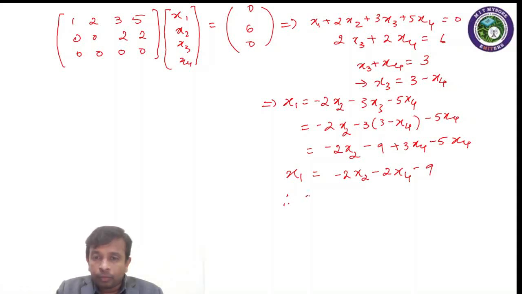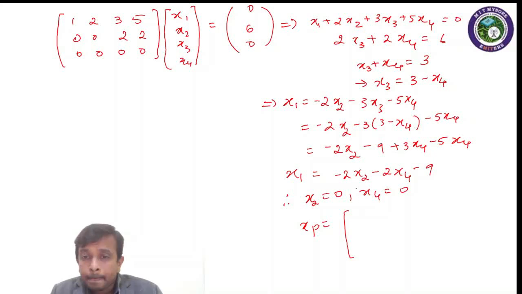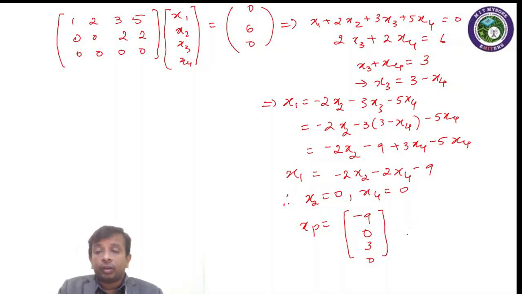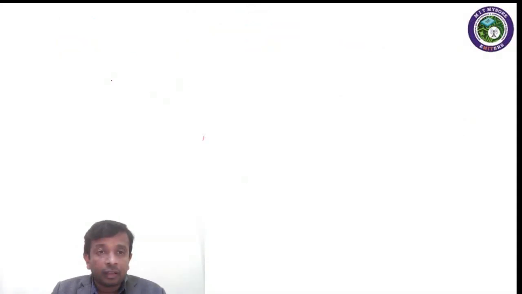Therefore, when x2 is equal to 0 and x4 is equal to 0, we get a particular solution, x1 as minus 9, x2 as 0, x3 as 3 minus 0, that is 3, and x4 as 0. So this is a particular solution.